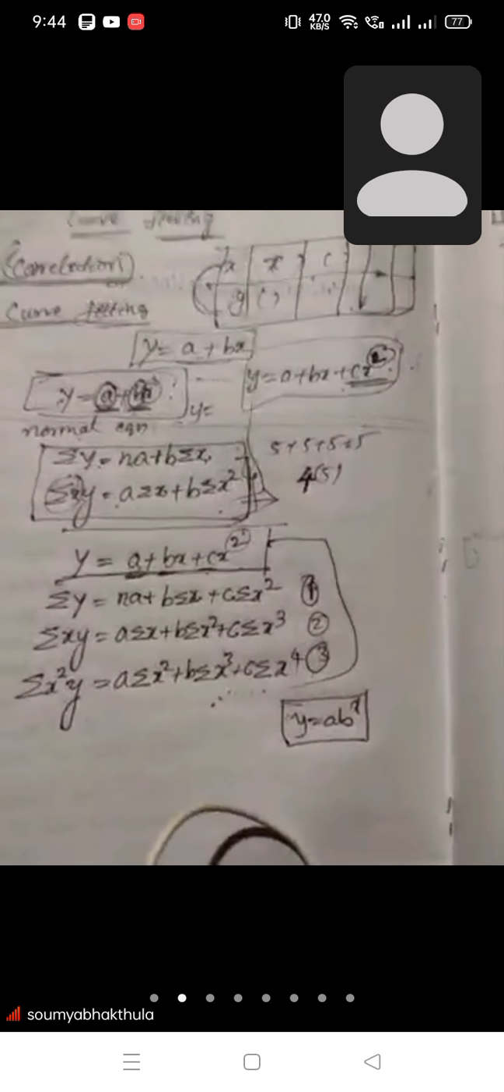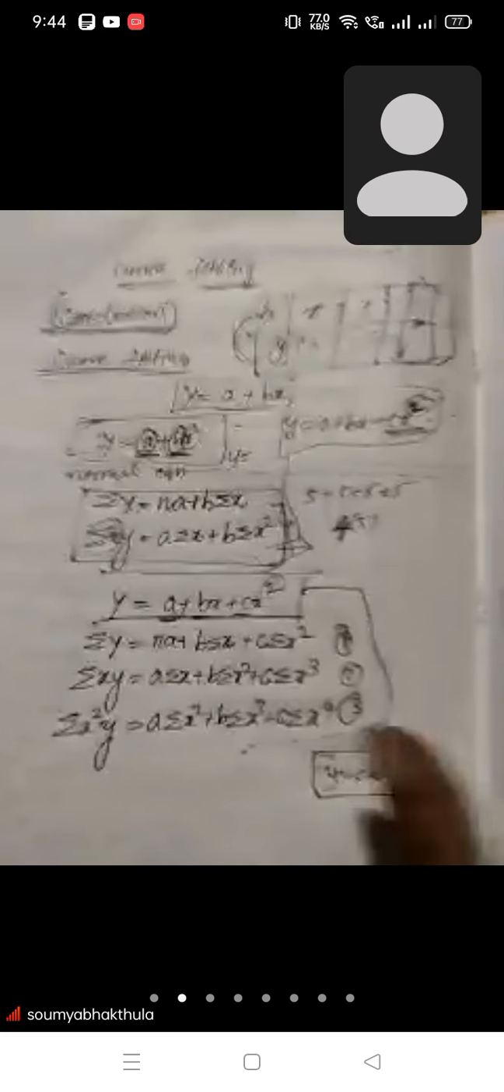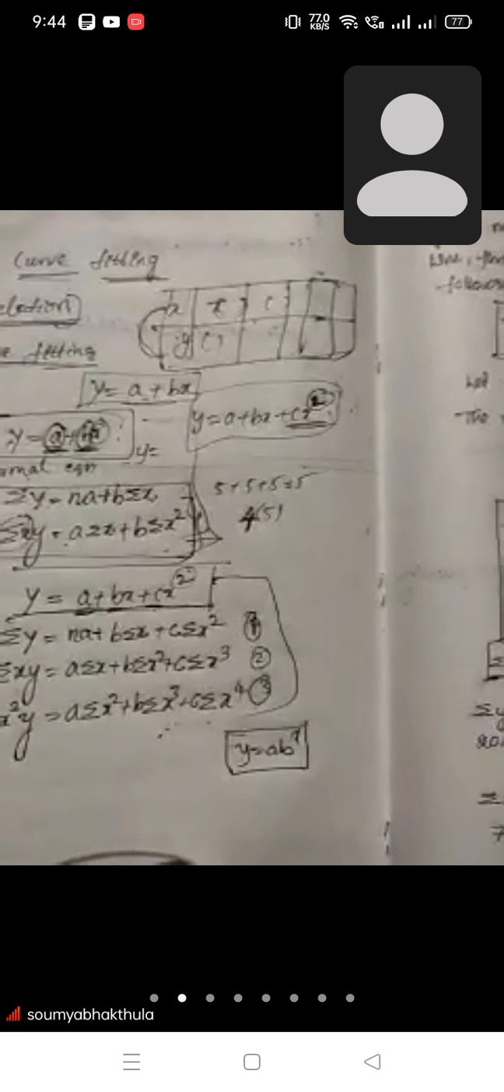Okay, what happened? First of all, we don't have any theory for this. We have problems in this third chapter. The question is curve fitting. Curve fitting means we have a straight line, we have a parabola, and we have a second degree equation.